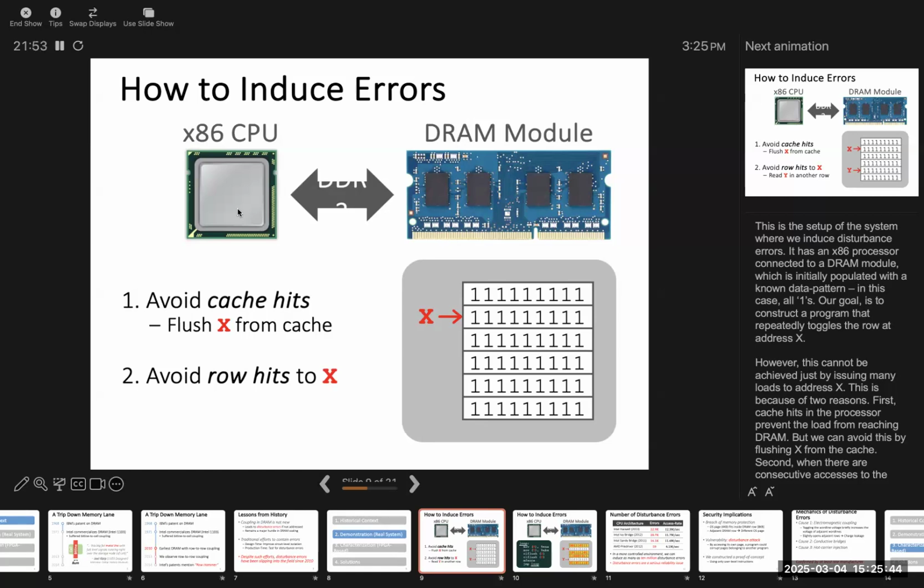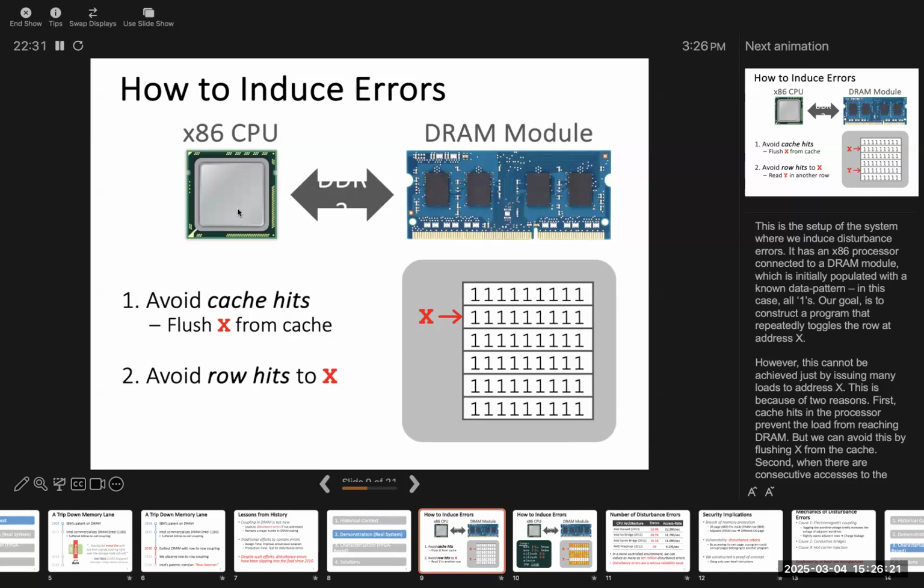Okay. So what they are doing is that we need to avoid row hits to X. Why? Because we want to repeatedly read from X. But we can repeatedly read from X even when, let's say, you read the first 8 bits, then the next 8 bits, then the next 8 bits. You will be able to read all of them, but what is happening here? Your row will never be closed. Why? Because you are always reading from the same row.